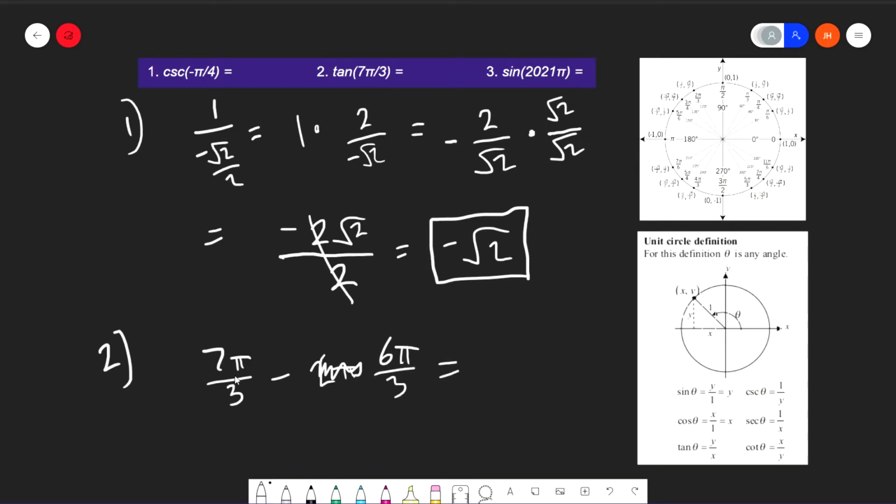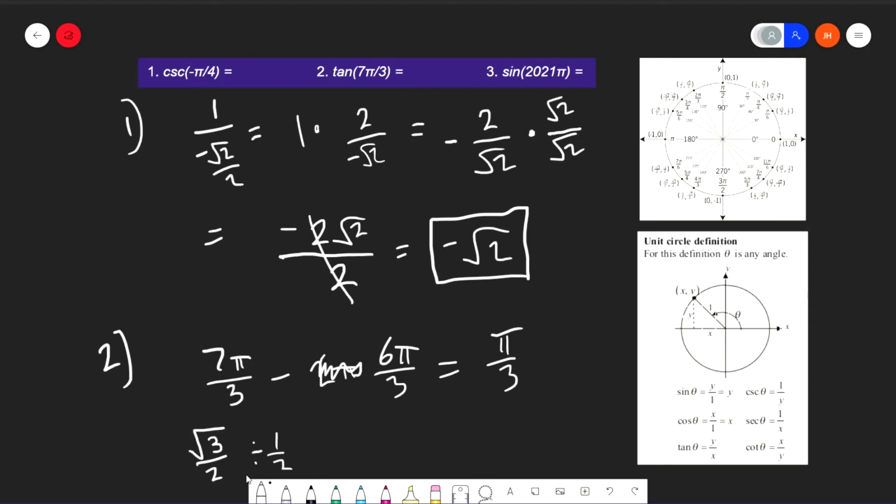Therefore, 7 pi over 3 should be coterminal with just pi over 3. And what is the tangent of pi over 3? Well, tangent is the y divided by the x. So I look at my unit circle and I see pi over 3 here. And I say, well, y value is the square root of 3 over 2. And my x value is 1/2. So that's going to divide by 1/2.